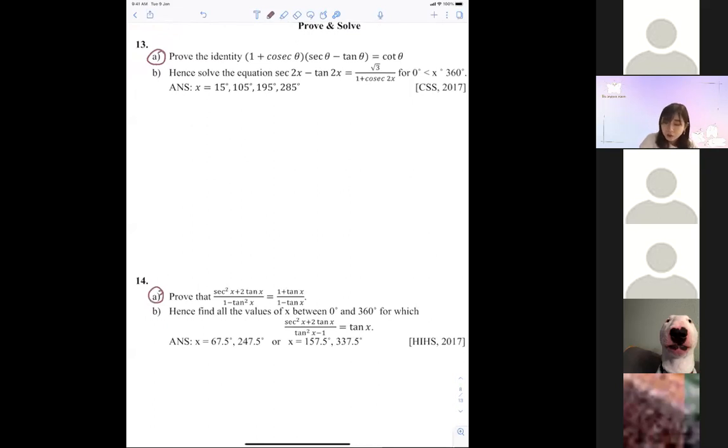Okay. So if you want to change to cotangent, definitely we start from the left side, right? All this looks too complicated already. You can change this to 1 over sine, 1 over cosine, sine over cosine. Change it to sines and cosines. You change 3 functions into just 2 functions, sine and cosine.